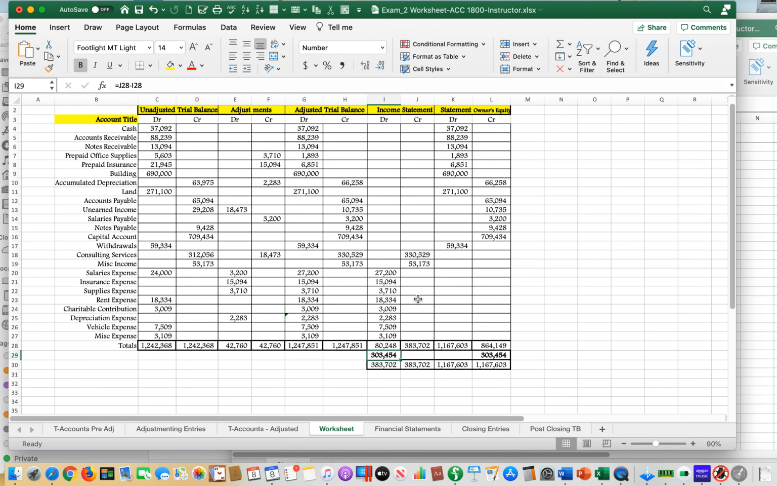Okay, now let's go back to the adjusted trial balance. You see these accounts up here, all the way down to withdrawals. You simply copy them over, debits to debits, credits to credits, over here. All right? Okay, you see that? These are the exact same numbers on the adjusted trial balance. You just bring them over. Debit to debit, credit to credit. You copy them.